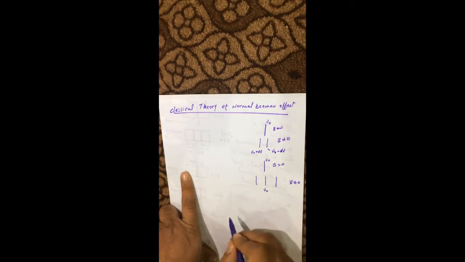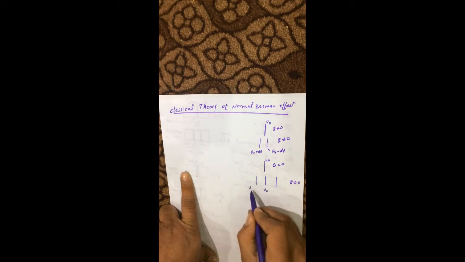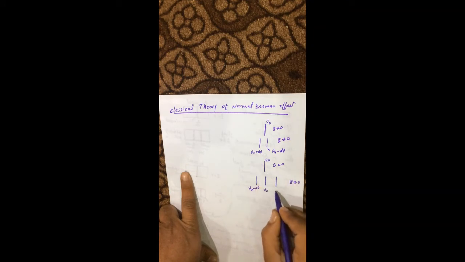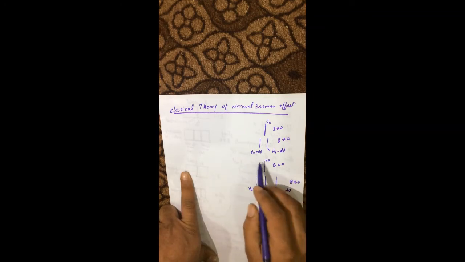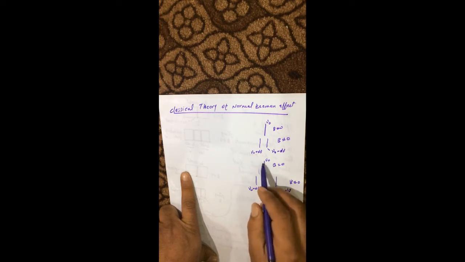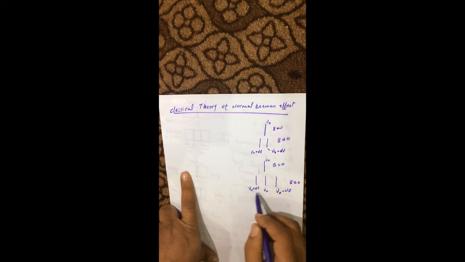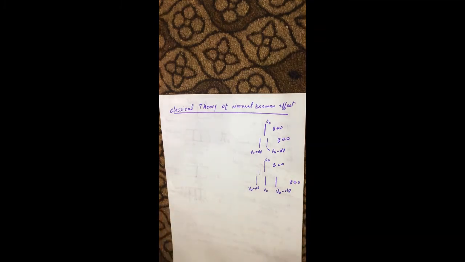The central line has a frequency nu naught, and this line has a frequency nu naught plus d nu, which is a greater frequency as compared to this one, and this line has a frequency nu naught minus d nu, which is a frequency smaller than this. Now this unchanged line, when the magnetic field is 0, is unpolarized. If we pass it through a nickel prism, then it remains unpolarized, while these three lines are plane polarized if we pass them through a nickel prism. So this is what we call the normal Zeeman effect.